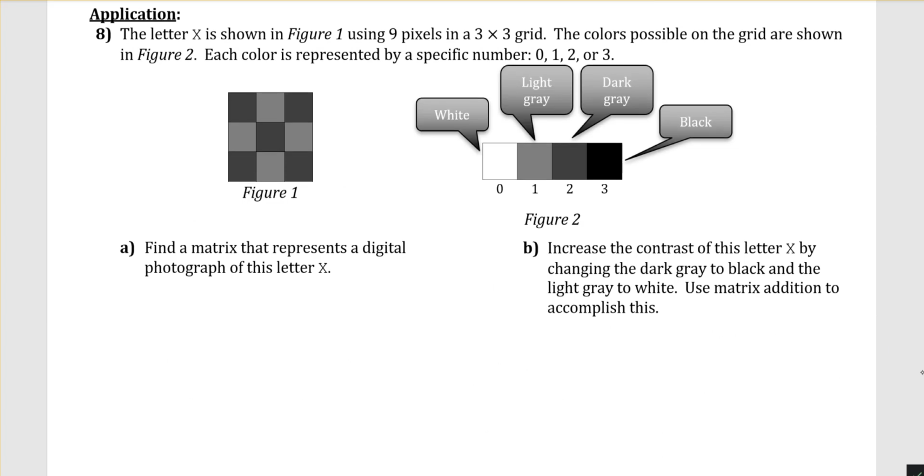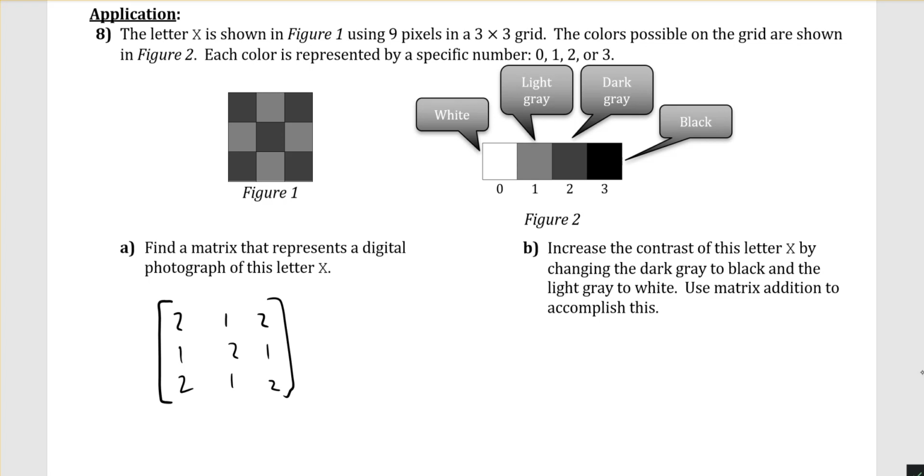So, last example here. The letter X is shown. If you zoom in on a low resolution X, it might look something like this. And notice it's using this scale over here on the right. So white would be 0, light gray is 1s, so these must be 1s, dark gray is 2s, and then black would be 3. So if I'm looking at this, I would say that this is going to be 2, 1, 2, 1, 2, 1, 2, 1, 2.